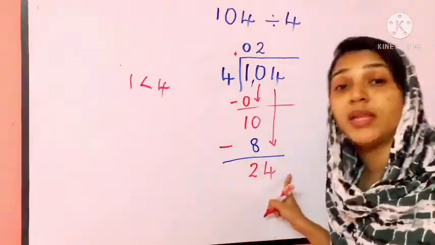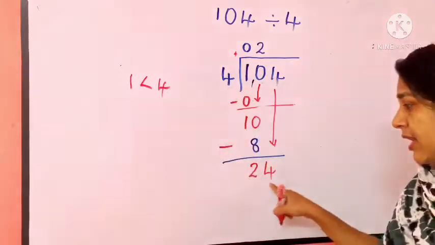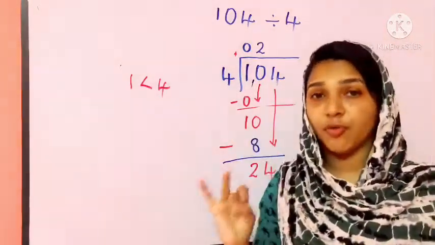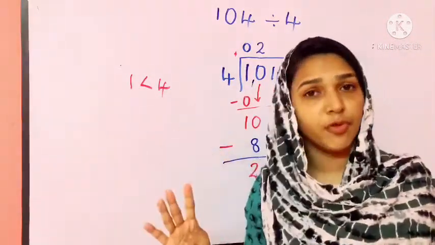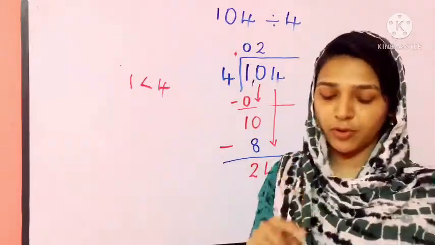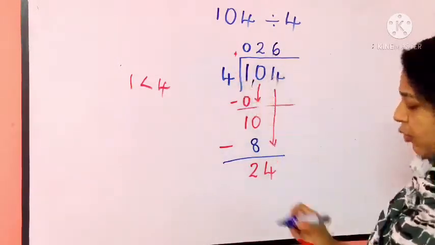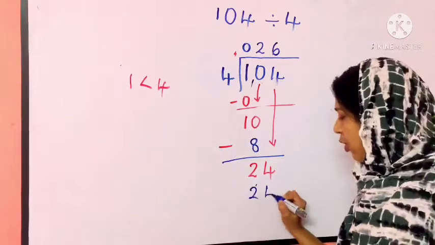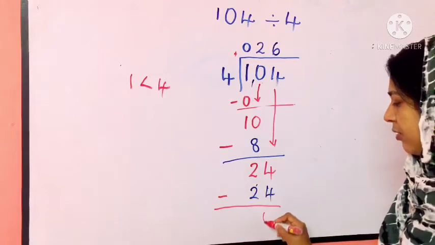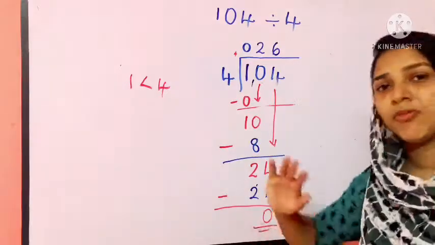Now this number becomes 24. Now we can recite the table of 4 up to 24. So 1 4s are 4, 2 4s are 8, 3 4s are 12, 4 4s are 16, 5 4s are 20, 6 4s are 24. So write 6 on the top of this 4. Deduct it. 24 minus 24 is equal to 0. Now we reach 0 and the problem is finished.